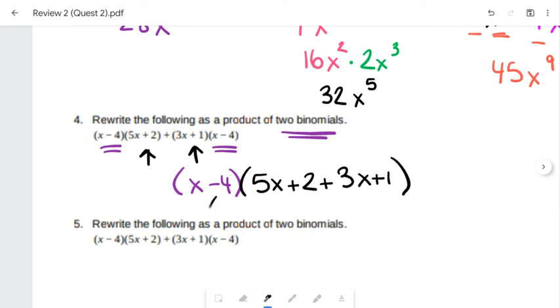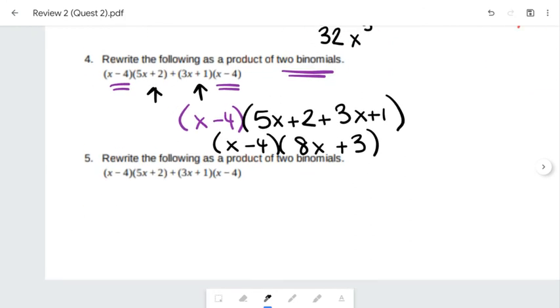Now we can simplify if we want to. We're going to keep x minus 4 in the first parenthesis, but then we just have 5x plus 3x to get our 8x. 2 plus 1 equals 3. Now in the second one, it's the same exact thing.